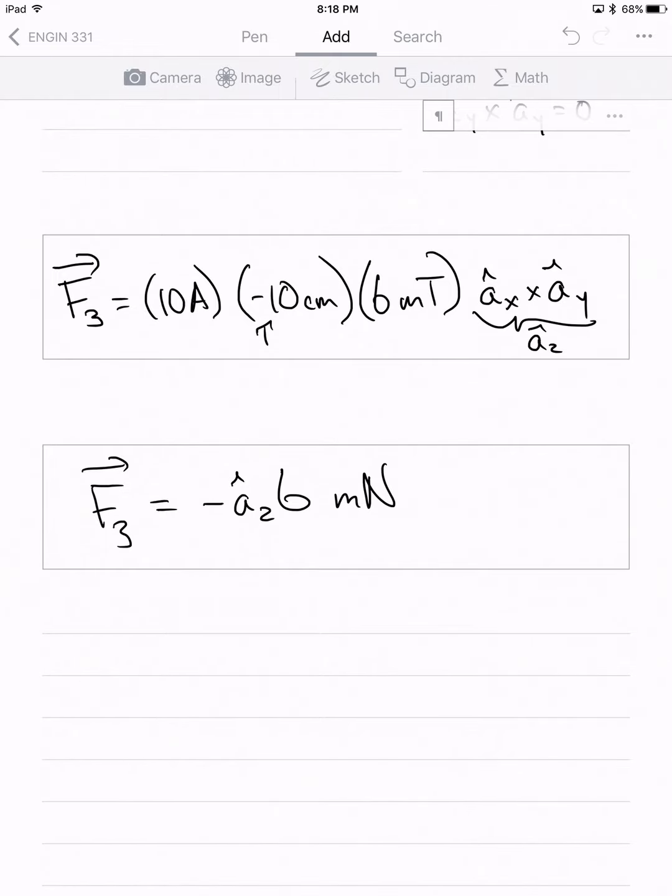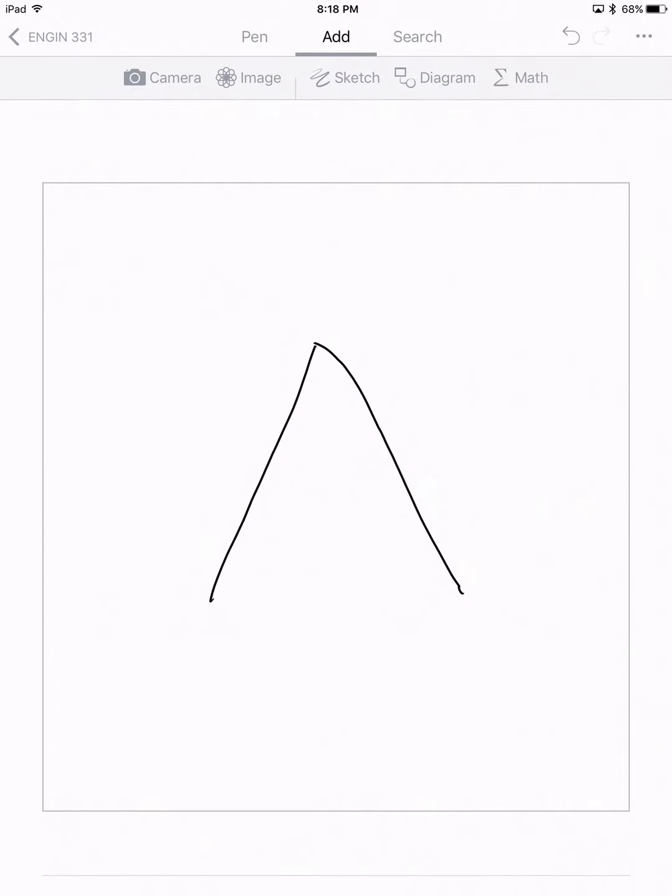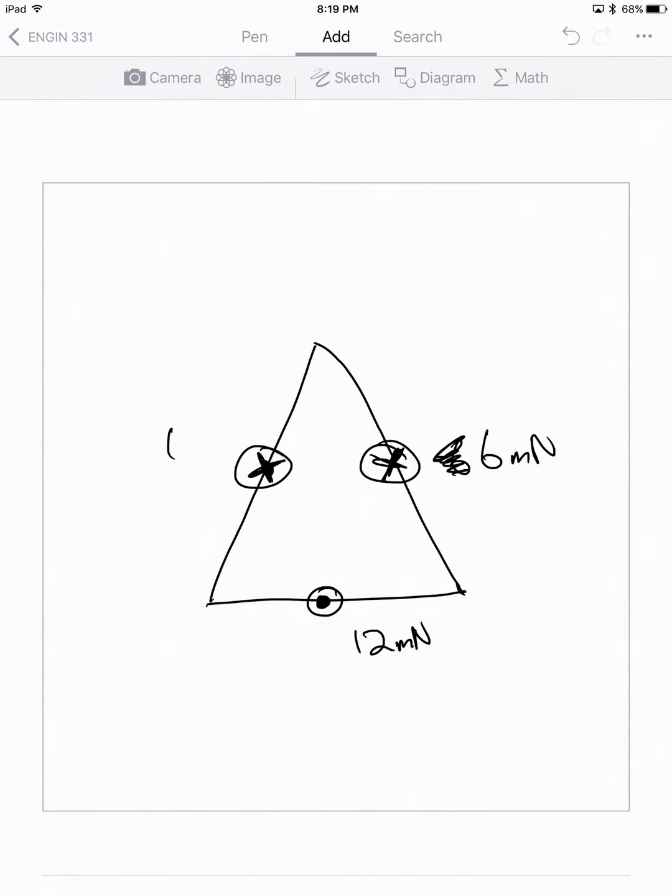And that's that. Those are the 3 forces on our triangle. So if we were to draw that again, we've got our triangle here. The bottom, the base side, side 1, experiences a force of 12 millinewtons coming out of the page, and the other two sides, sides 2 and 3, experience a force of minus 6 millinewtons each going into the page.